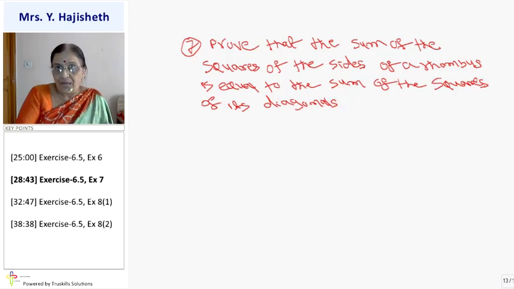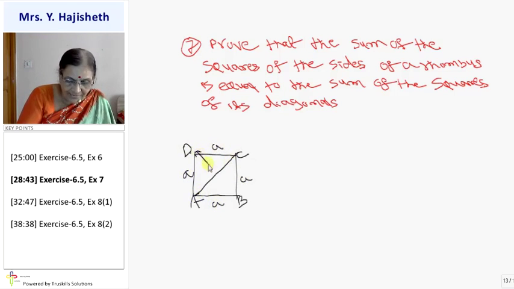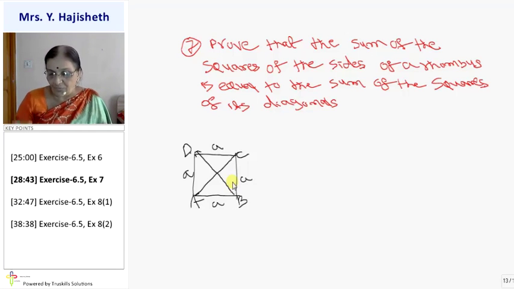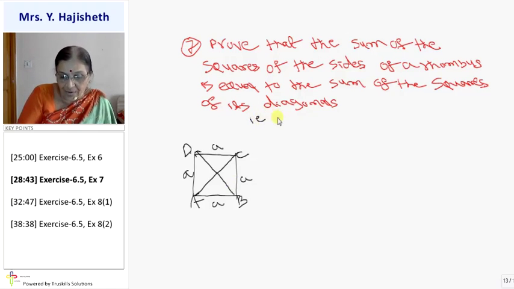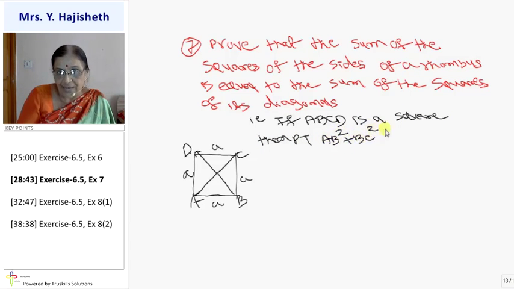What does this mean? If I am given a square ABCD, suppose ABCD is a square of length a unit and suppose AC and BD are the diagonals, then I am asked to prove that if ABCD is a square, then AB square plus BC square plus CD square plus DA square is equal to AC square plus BD square. That's what I want to prove. Right?